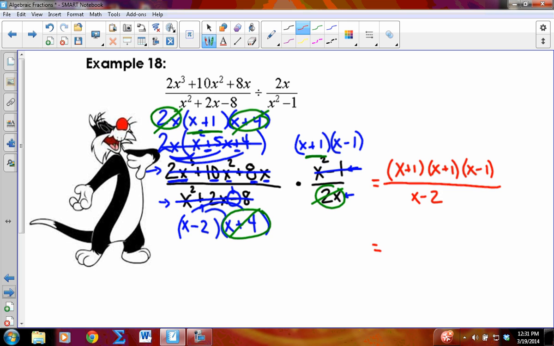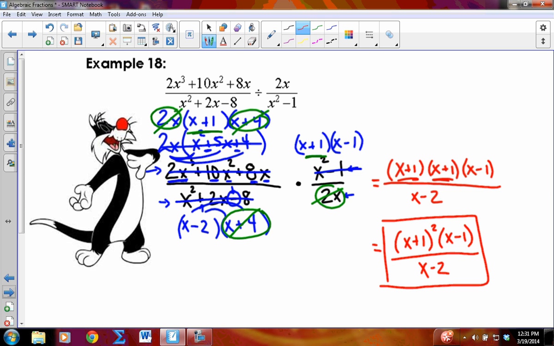I might want to tidy that up a bit because I could write x plus 1 times x plus 1 as x plus 1 quantity squared, over x minus 1. And that's a nice little answer there. Nothing wrong with that. That's how you divide fractions.